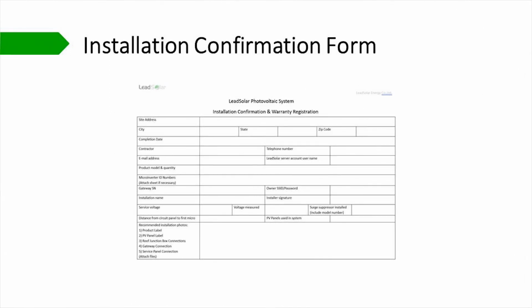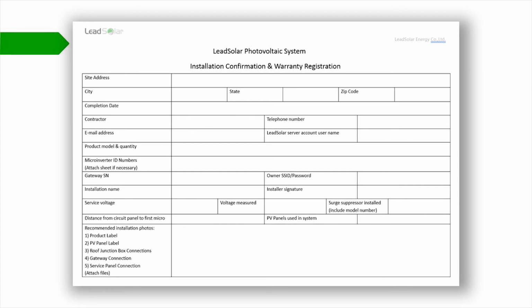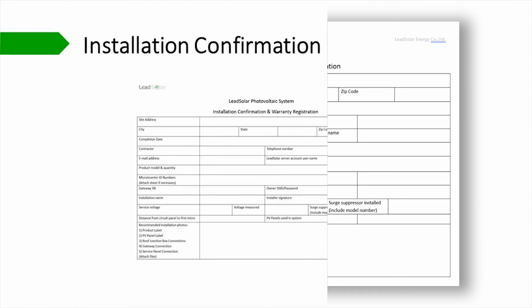At the conclusion of the installation, please complete the installation confirmation form. It will serve to register the system for any warranty consideration and allow us to better assist in any future troubleshooting. Please make sure to record the grid voltage measured at the meter.